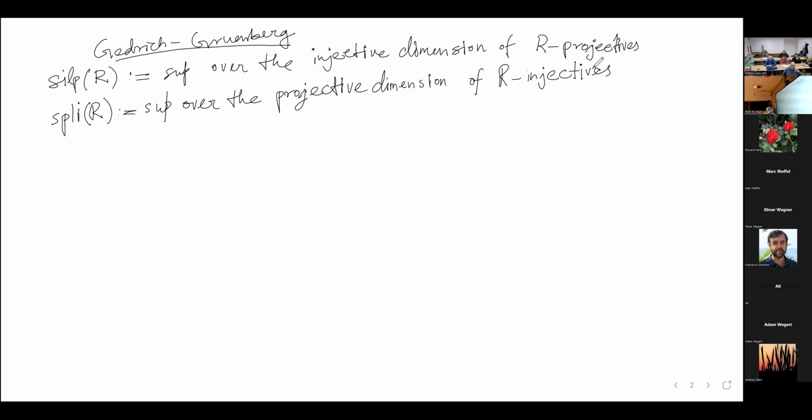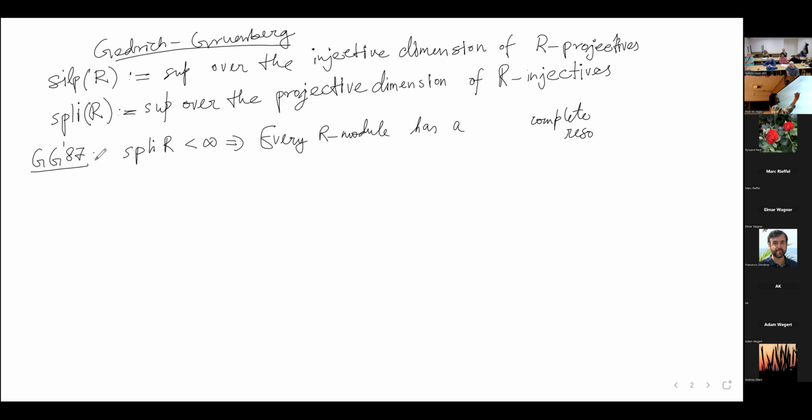So it was proved in the Gruson–Raynaud paper, I'm going to call it GG. It was a conference proceedings paper from a Singapore conference that happened in 85, but it came out in 87. It was proved that if pli is finite for a ring, then every R module admits a complete resolution, which I will define right now.